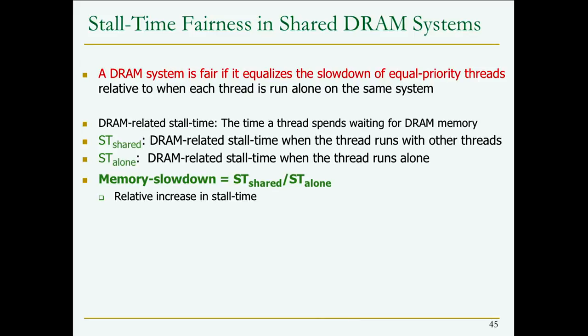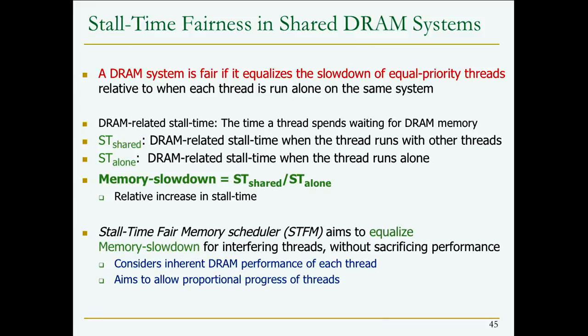And the memory slowdown is defined as stall time shared divided by stall time alone, which is really the relative increase in stall time due to interference, due to resource sharing. Now, the goal of the stall time fair memory scheduler is to equalize this memory slowdown value for each thread that is interfering, without sacrificing performance. And as I said, it has these two properties that are nice, hopefully. Okay, so the key question is, how do you do that?